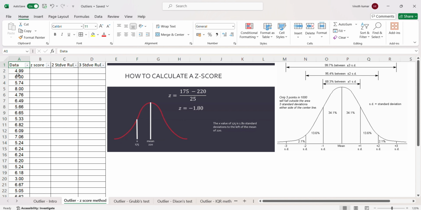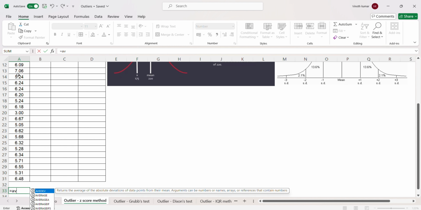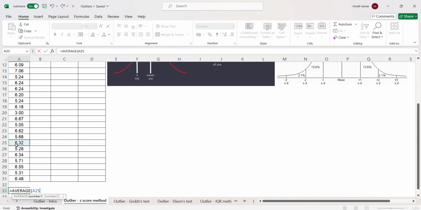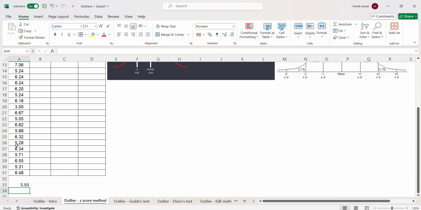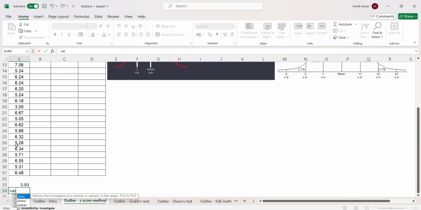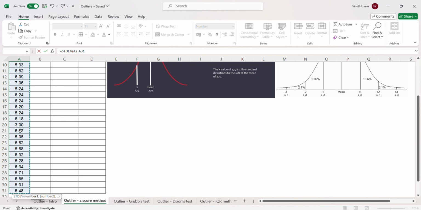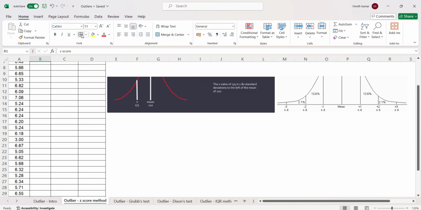So what we will do here, we have 30 data points. To start with, first let's calculate the average. The average is 5.93. Then let's calculate the standard deviation. So we have an average of 5.93 and a standard deviation of 0.90 for the given set of data.